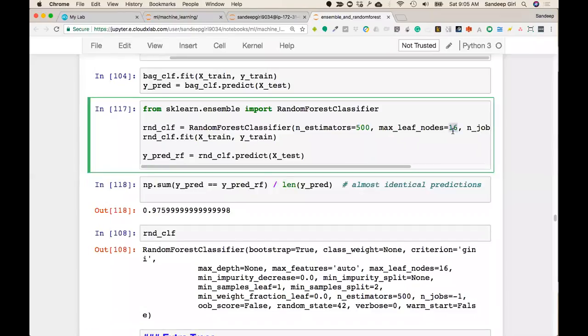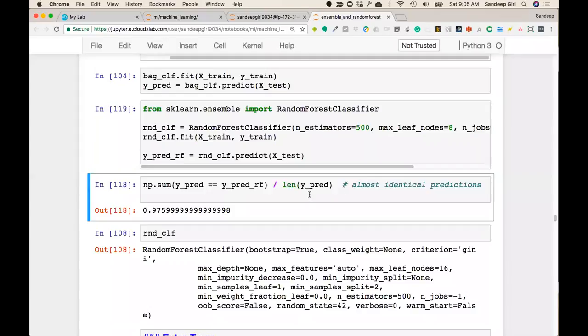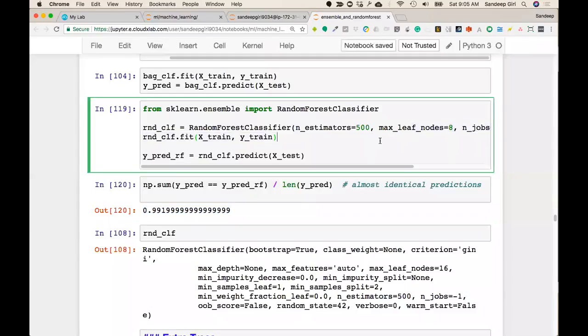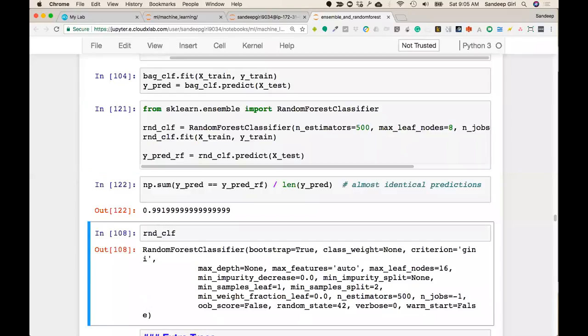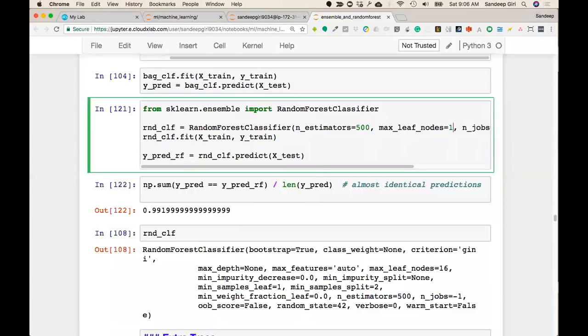Accuracy is good at this. If we put 8, then let's check the accuracy. Wow. Is it true? The accuracy is 0.99. Wow.